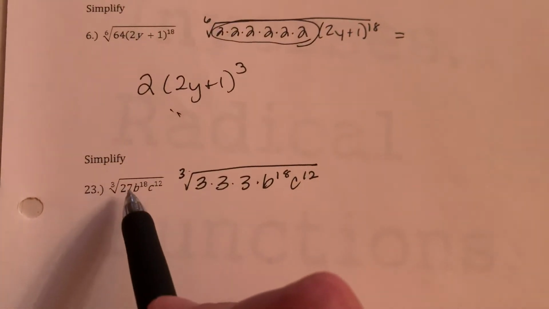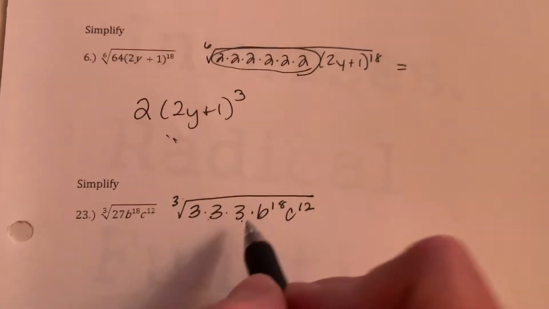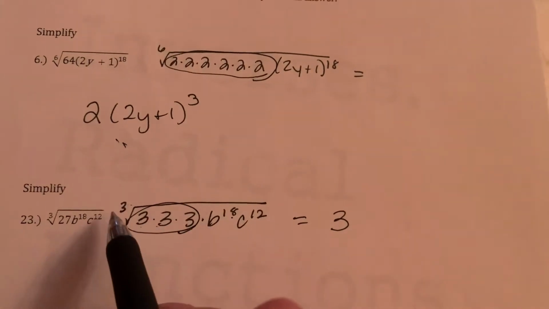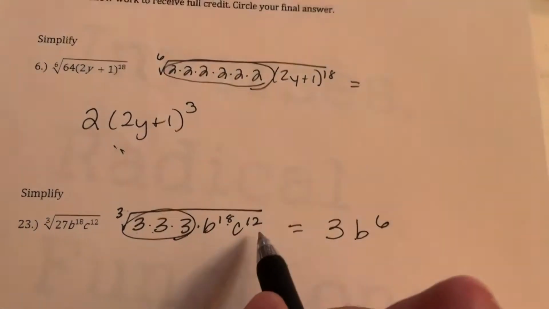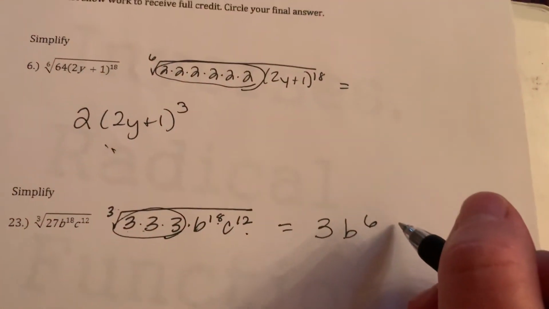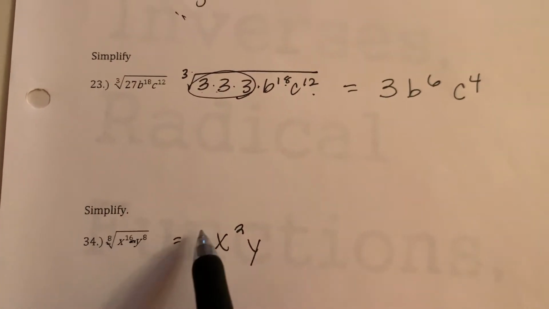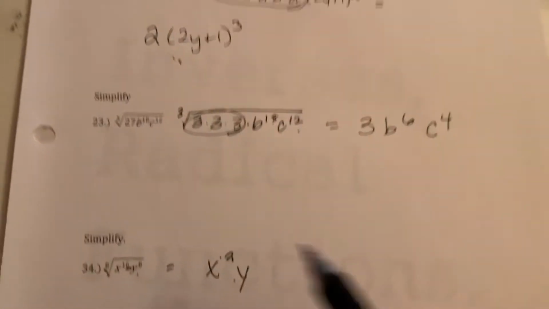Next, same thing, we need a group of 3. So 27 is 3, 3, 3. That's a group of 3. So my answer is 3. 18 divided by 3 is 6. 12 divided by 3 is 4. That's this answer. And then here, 16 divided by 8 is 2. 8 divided by 8 is 1.